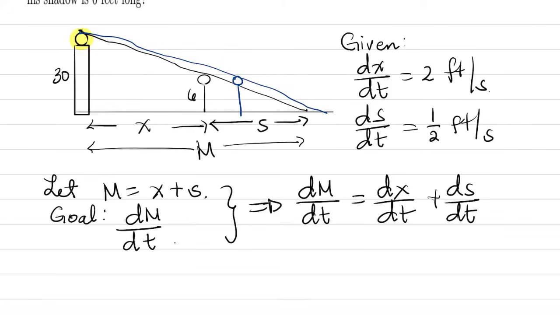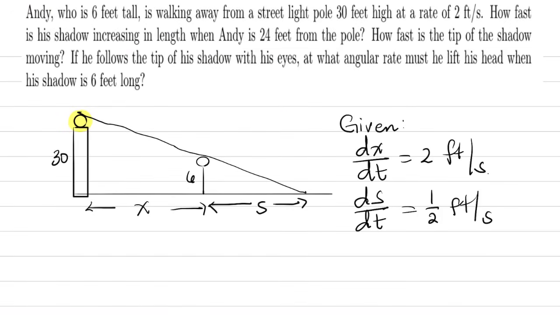But then again, we know dx over dt and we know ds over dt, so we simply plug it in. Therefore, we have 2 plus 1/2, or this is equal to 5 halves. Okay, so 5 halves feet per second. So that means that the tip of Andy's shadow is moving at a rate of 5 halves feet per second. Okay. Now we're done with the first two questions. Now let's proceed with the last question.